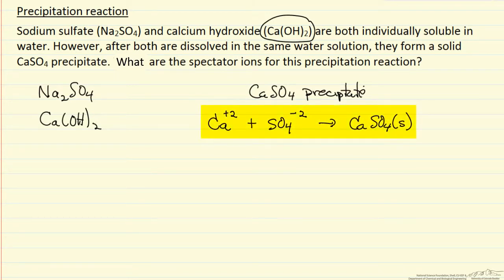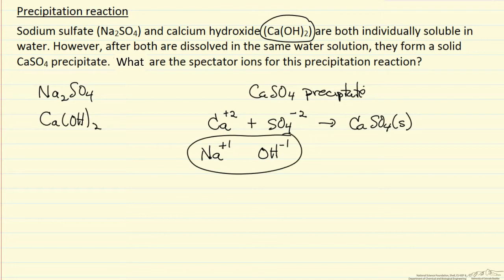So if this is the reaction, then of course I also have sodium ions plus 1. I have hydroxide ions minus 1. They're not involved in this reaction, so these are the two spectator ions, and that's what the problem is asking for.